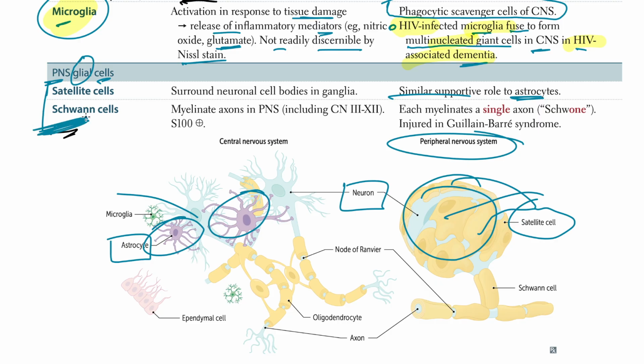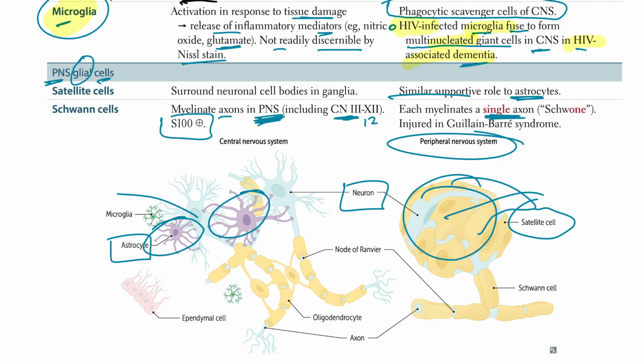The next important thing is Schwann cells. They myelinate axons in the PNS, including cranial nerve 3 to cranial nerve 12. 3 to 12, right? And they are high yield. Schwann cells are S100 positive.